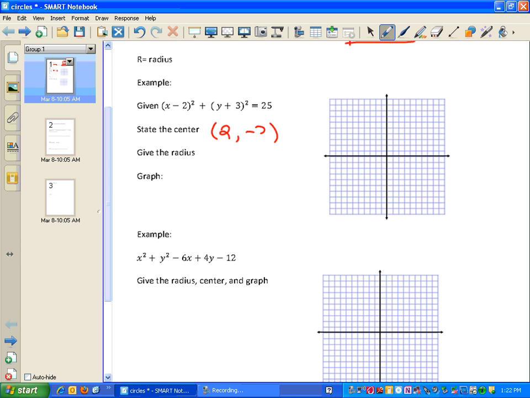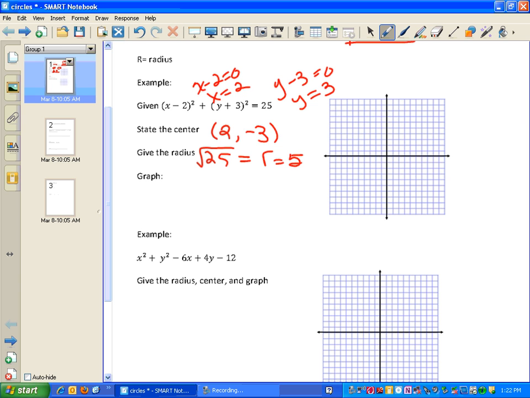(2, -3). Remember, whatever is inside parentheses, you're going to want to think about taking the opposite sign. You're going to say x minus 2 equals 0, so x is 2, and y plus 3 equals 0, so y is -3. What's my radius? 25 under the square root gives me a radius of 5.